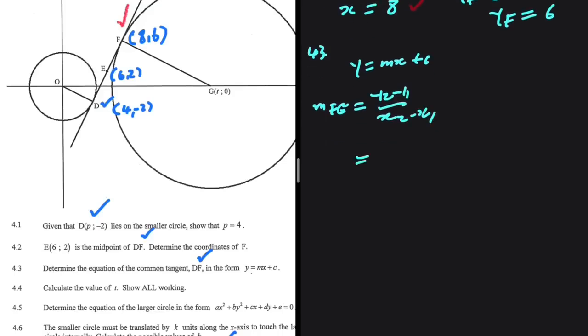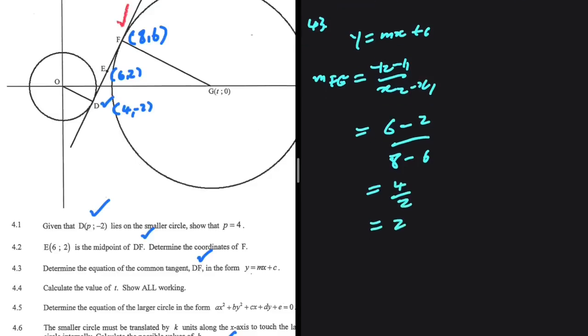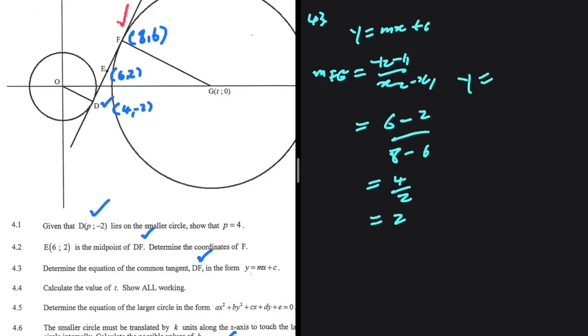So y2, the y coordinate of F, that is 6, minus the y coordinate of E, which is 2, divided by the x coordinate of F, 8, minus that of E, 6. 6 minus 2 is 4. 8 minus 6 is 2. 4 divided by 2 is 2. So we have y being equal to 2x plus c.